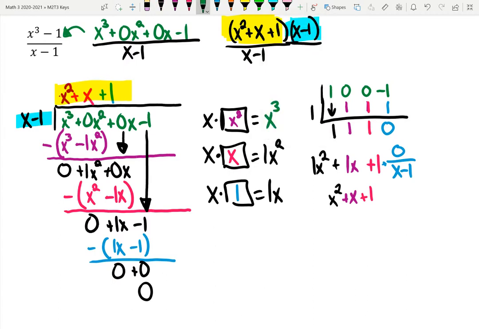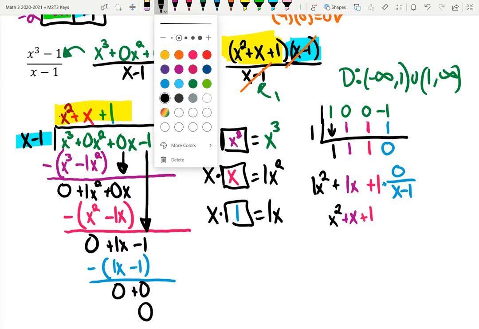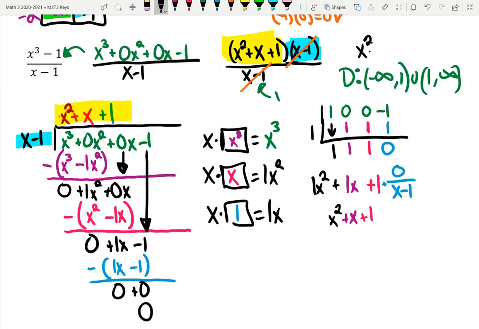Notice the yellow region and my divisor. Now, before I go any further, my domain is going to be, well, what number makes the denominator 0? 1. So it's going to be negative infinity to 1, union 1 to infinity. After doing the domain, I cancel. Boom, boom, leaving me with just the numerator, x squared plus x plus 1.